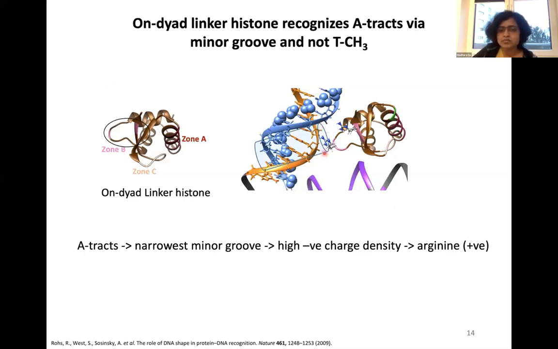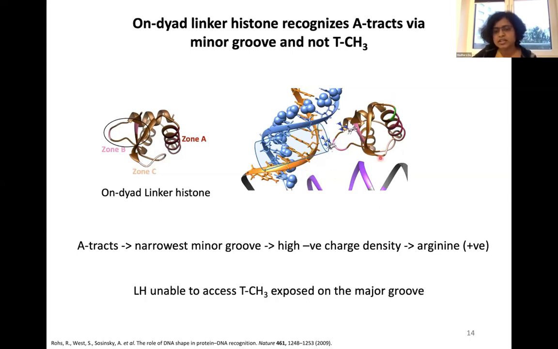Now, this minor groove recognition by arginines is actually very well documented, because A tracts have the narrowest minor groove and hence the highest negative charge density. And arginines are very well suited to mediate such an interaction. What we also see here is that in an on-dyad position, the linker histone globular domain is unable to access the thymine methyl groups, which are shown by blue spheres here. When it's situated off-dyad, of course, it can interact with the thymine methyl groups.